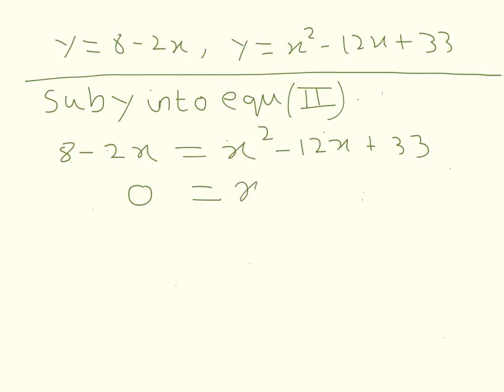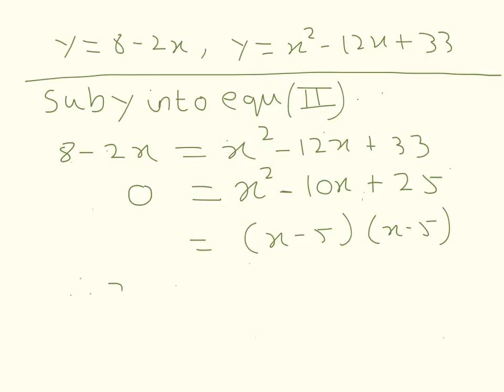So what I now have left is x squared, yet again, minus 10x this time, because I've taken away x on both sides, but minus 2x on both sides, and plus 25, because I have taken away 8 from both sides. What I'm left with now is x minus 5, and again, x minus 5, when I factorise it. So after factorisation, x is equal to positive 5.